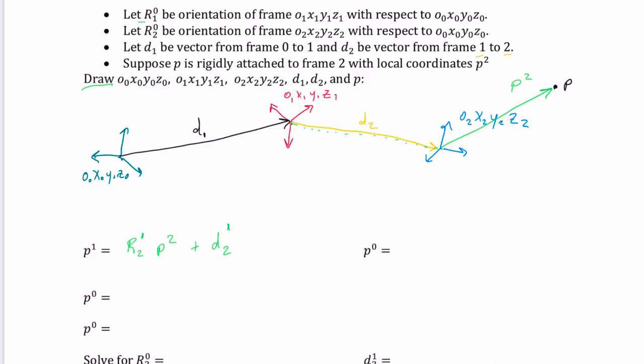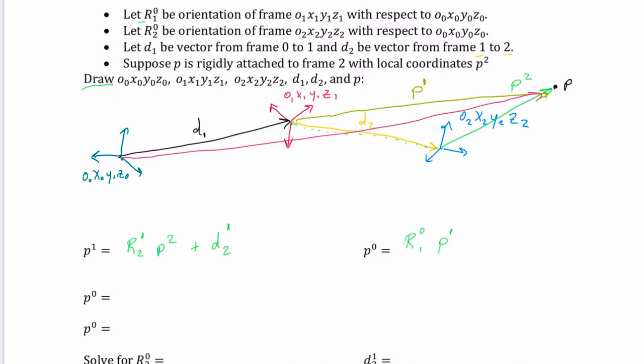Similarly, we can talk about P0. Well, what that is just P1. If I had P in frame 1, then I could just rotate it from frame 1 into frame 0. Let's draw in what P1 is. I think that might be handy. And let me pick a color I haven't done before. So now this right here, this is P1. But what we want to know is what is P0? P0 is this quantity all the way from here to here. We want to know what is P0.